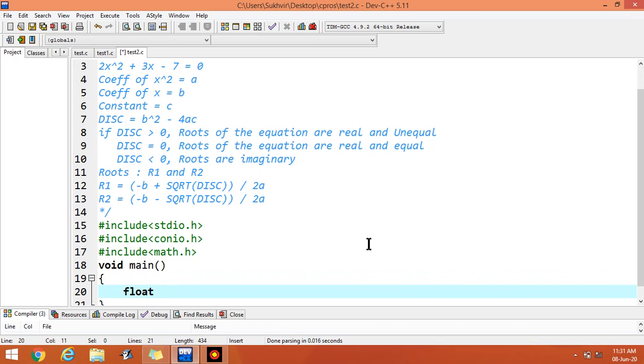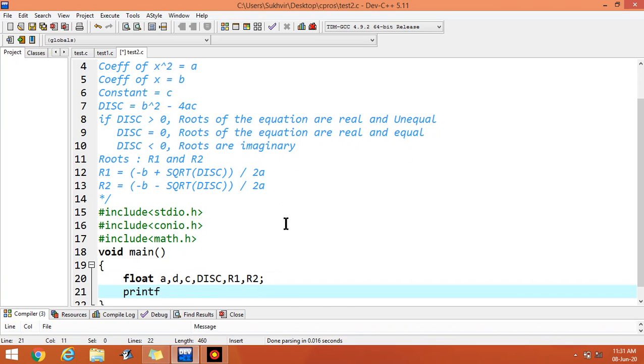Declare float a, b, c. These are the three values you have to enter: the coefficient of x square, coefficient of x, and constant. After that, discriminant, you have to calculate the value of the discriminant, then R1 and R2. These values are basically required.